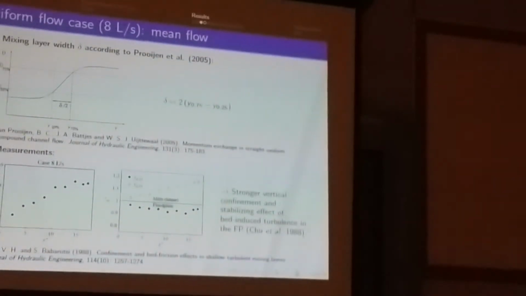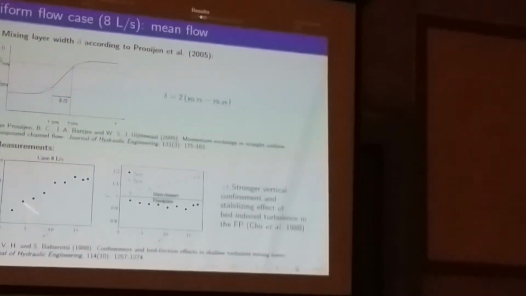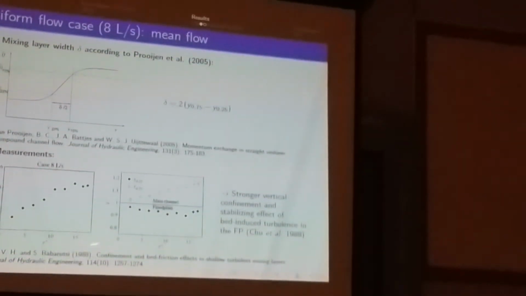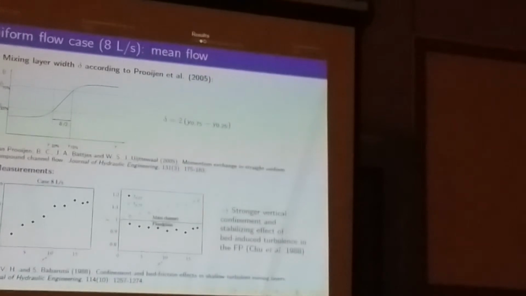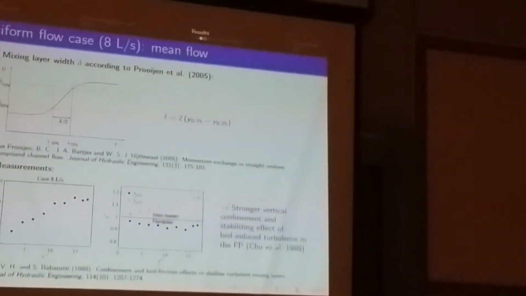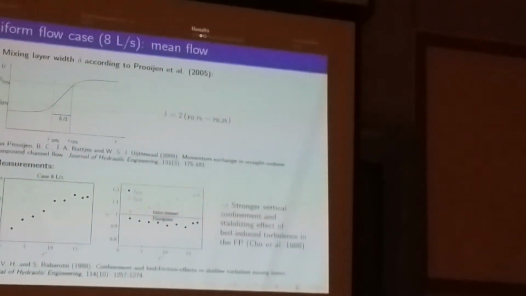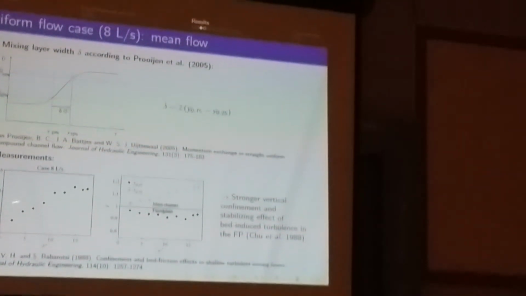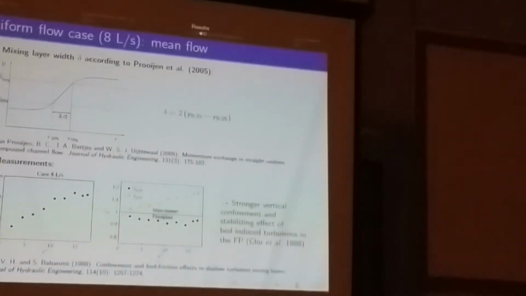This is the mid flow. This is not the turbulence. This is the mid flow. And here I'm showing the results. This is the longitudinal position, and this is delta. So I have a question for you. Is my flow uniform? Is it uniform in the streamwise direction? No. The mixing layer is changing.